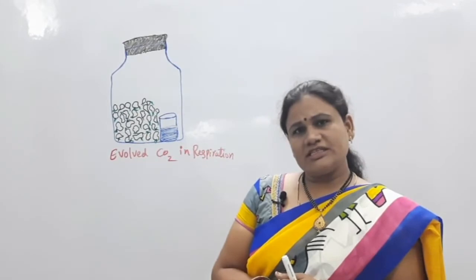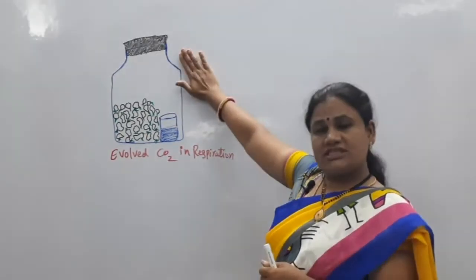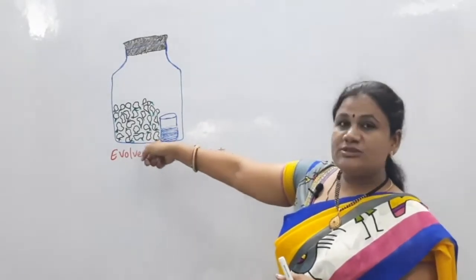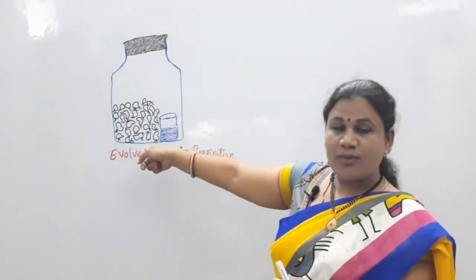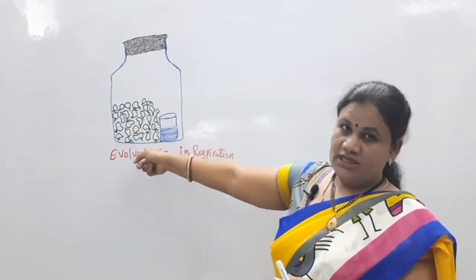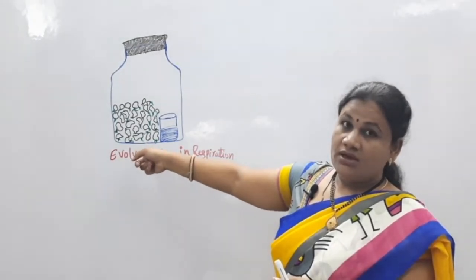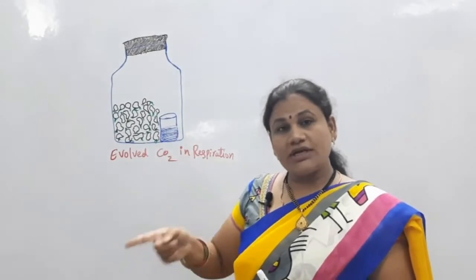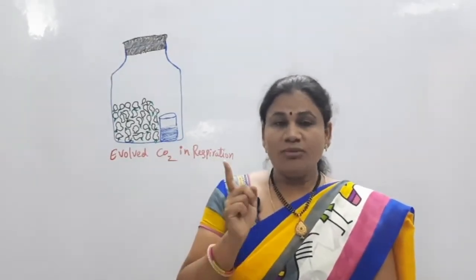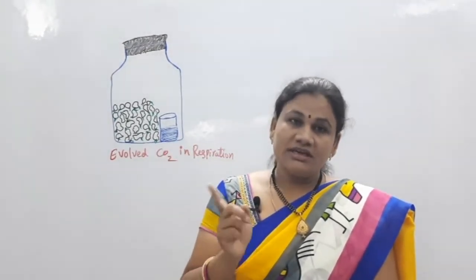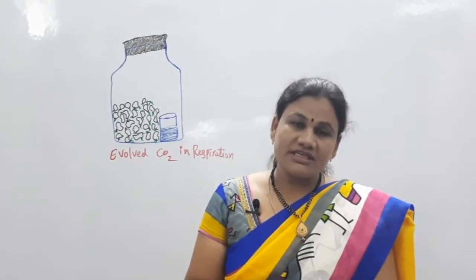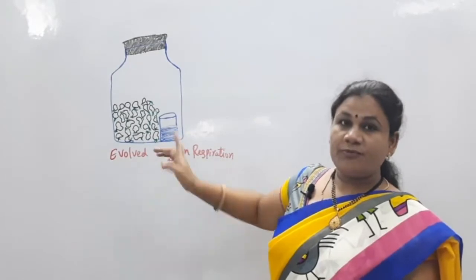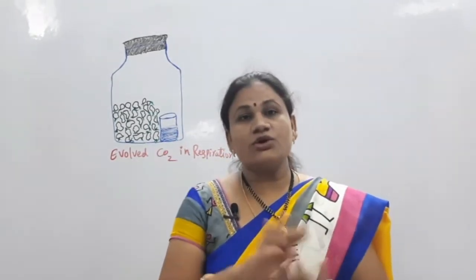Where is this carbon dioxide coming from? We already kept this glass bottle closed, no? Where is it coming from? From the sprouted seeds. So we are able to understand that sprouted seeds perform respiration. In the respiration process, carbon dioxide is released, and this carbon dioxide turns the lime water milky white. And in the other setup, there is no change.